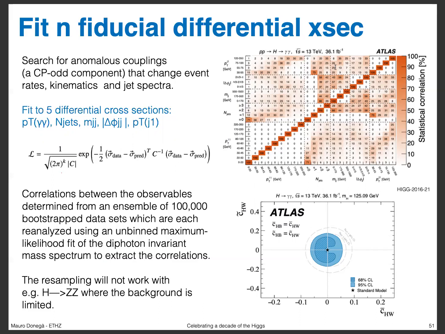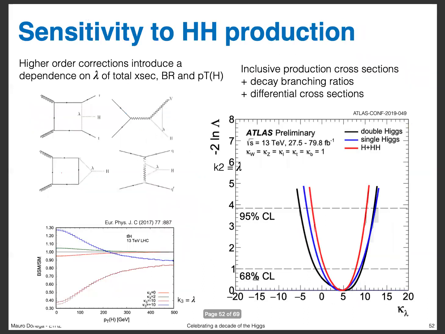With gamma gamma, you can do it because you have a large background, and so you can resample your data and recompute the cross-section to get to the correlations. This, for instance, cannot be done with H to ZZ, where the background is very limited and the resampling will fail. And this is a very interesting way of reusing these measurements.